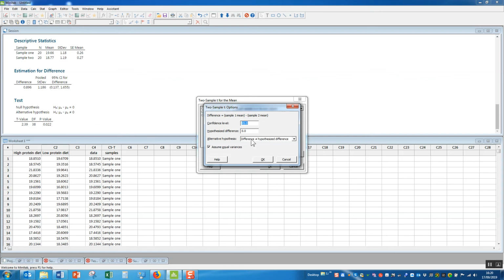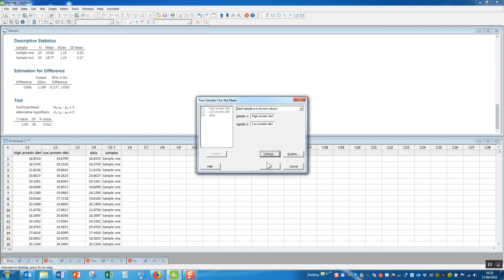We want to be showing that more protein gives us more growth, really crudely speaking. So it's all about refining this alternative hypothesis. I think sample 1 is going to have a higher mean than sample 2. So my hypothesized difference of 0, I'm expecting something greater than that hypothesized difference, because I think mu2 is going to be a smaller mean than mu1. If it was the other way around, I'd just choose this: the difference is less than the hypothesized difference. So there we go, I've now refined my tail in my t-test.